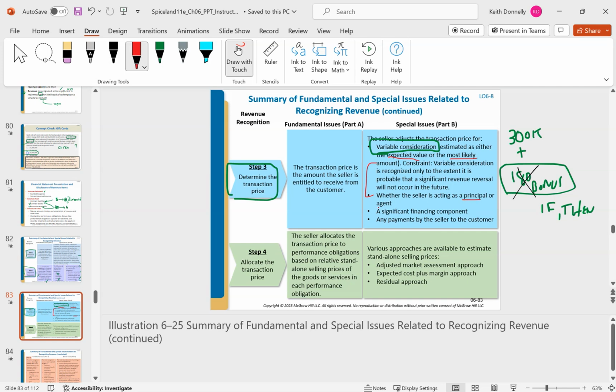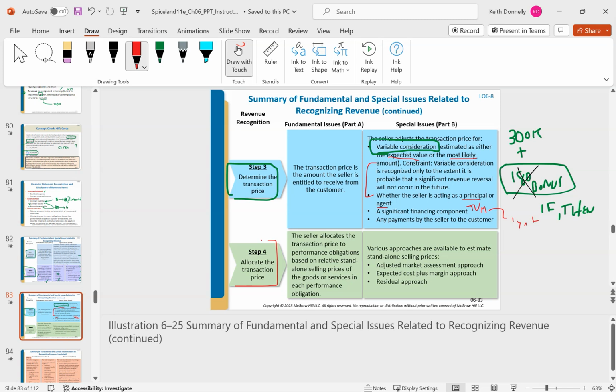Likewise, we talked a little bit about a principal and an agent, where the agent gets their cut, like when we send them over to Germany to sell that iPad. We talked about a financing component, when it's basically a year or more. The payments from the seller to the customer, you can read that. I'm not going to test you on that.